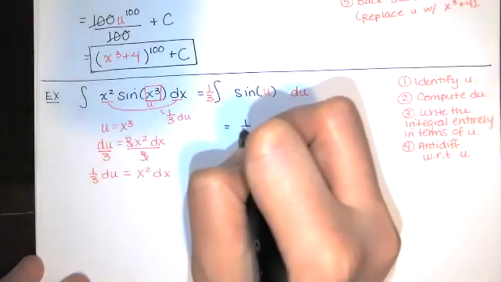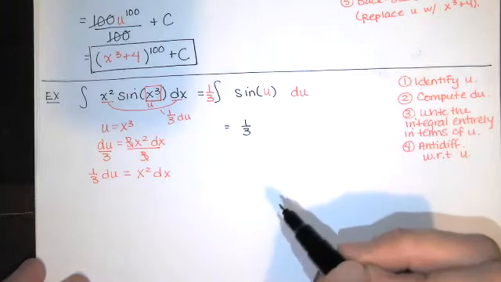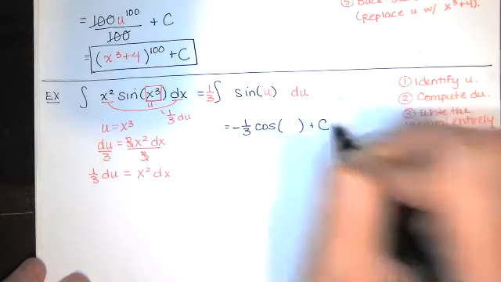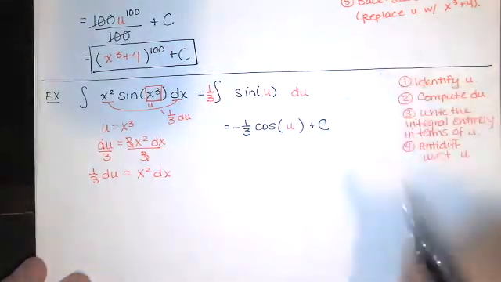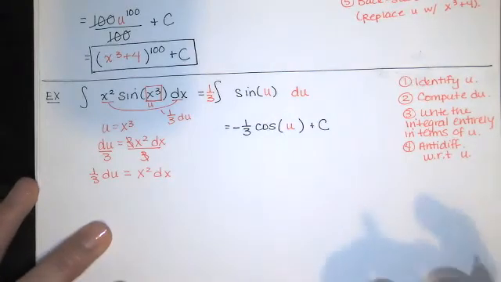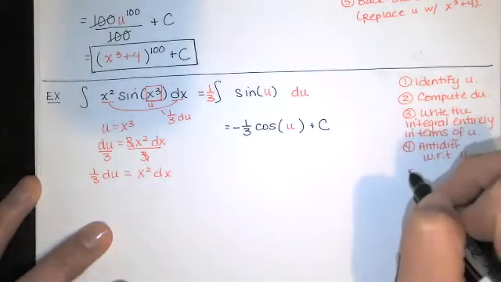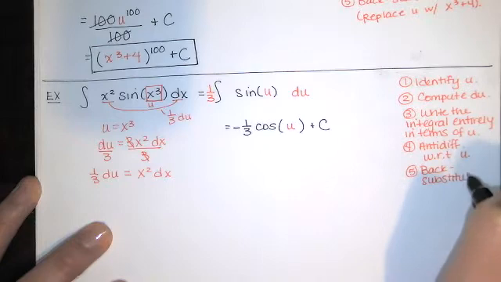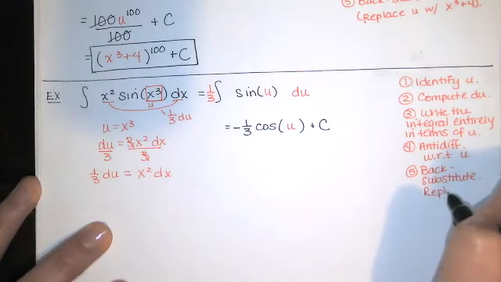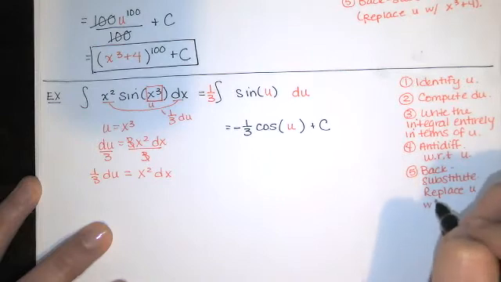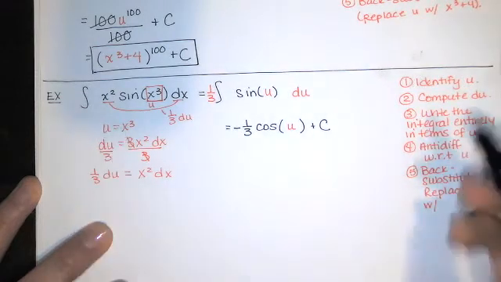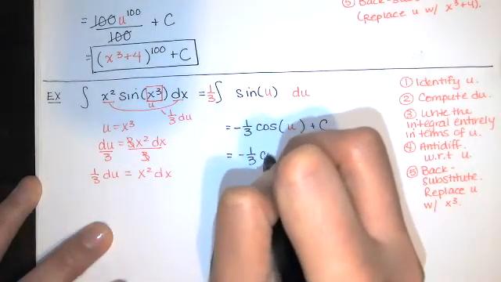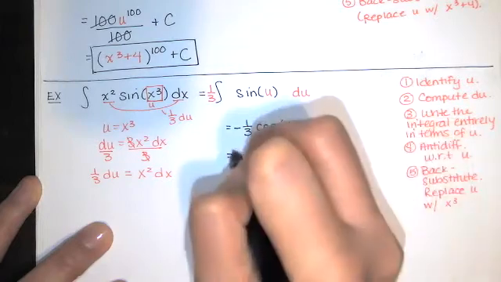So we bring the 1/3 down. We say, what's the antiderivative of sine of u? It's negative cosine of u. So you have a negative and a cosine. Substitute the u back in. Don't forget to add c. And then the last step is to back substitute. So that just means you're going to replace u with whatever it was in terms of x. In our case, u was x cubed. So we're replacing u with x cubed. And that's our answer.